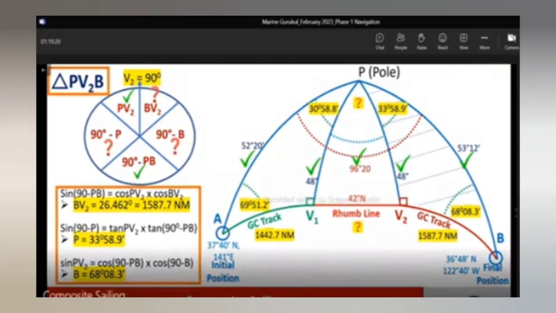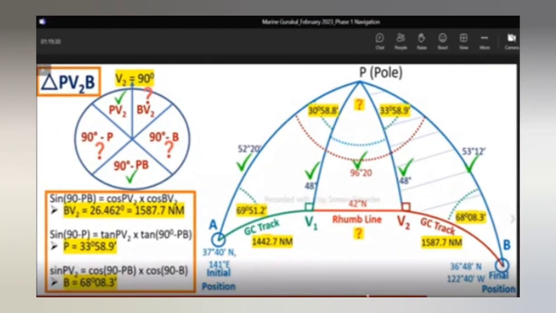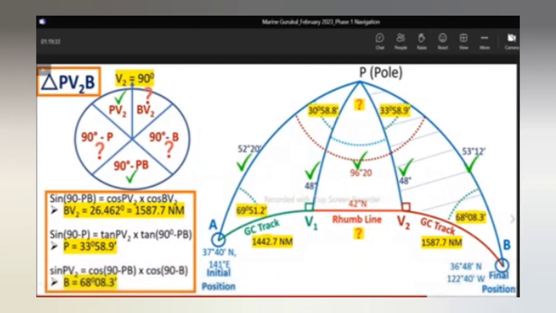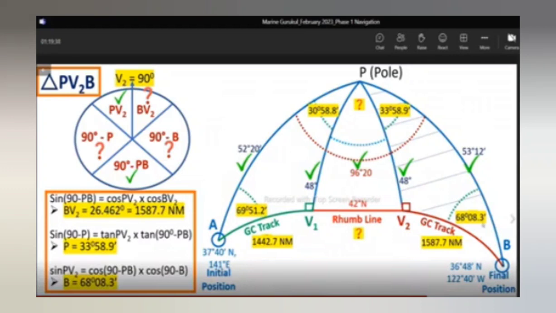Right. So can you confirm the final course is 180 minus B? That's right, beta. I'll show you here also the 1-2-3 method, but you are right, 180 minus B.